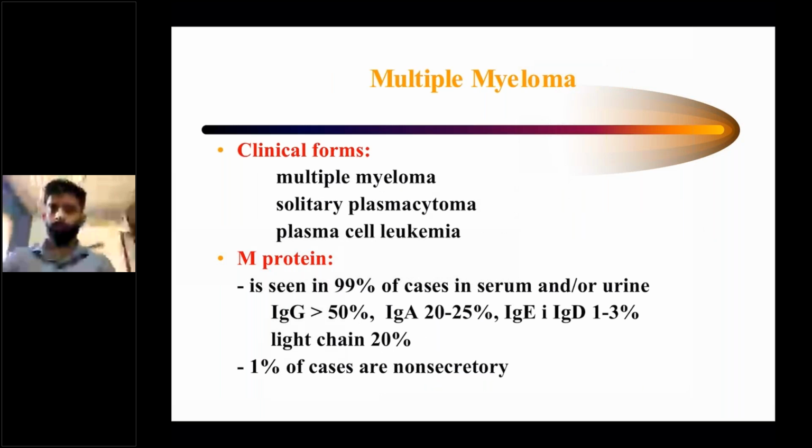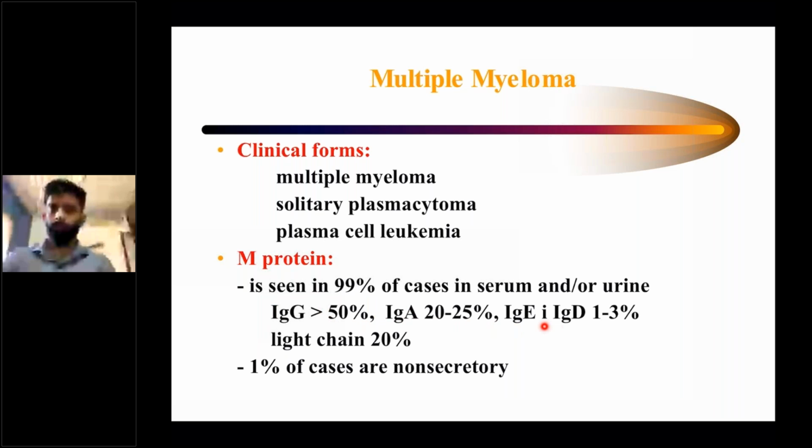The clinical forms of multiple myeloma: there is multiple myeloma, there is solitary plasmacytoma, and then there's plasma cell leukemia, which is a full-blown plasma cell leukemia. M protein is seen in 99% of the cases in serum or urine. IgG is greater than 50% in composition.